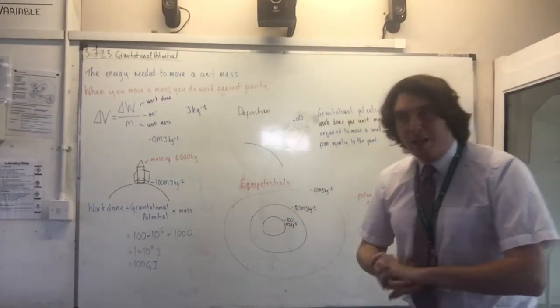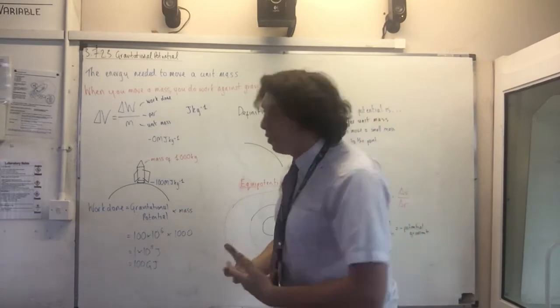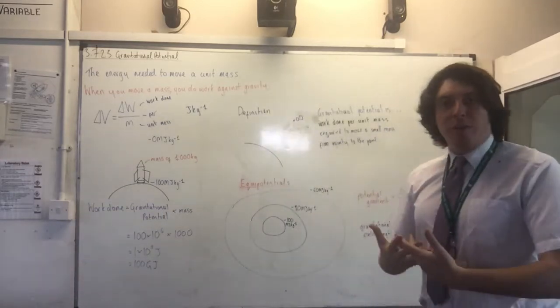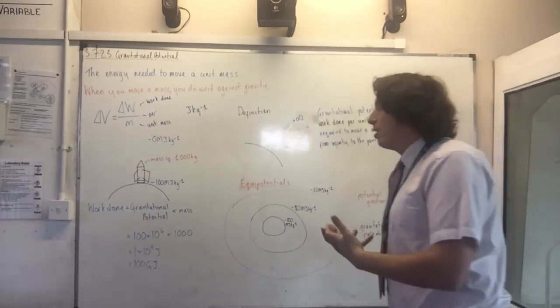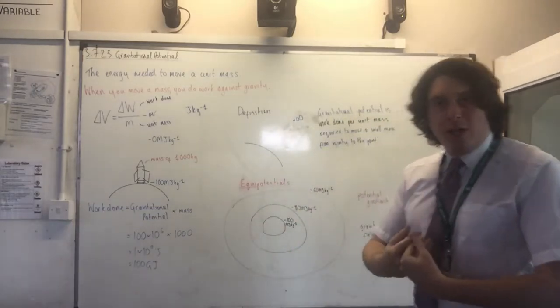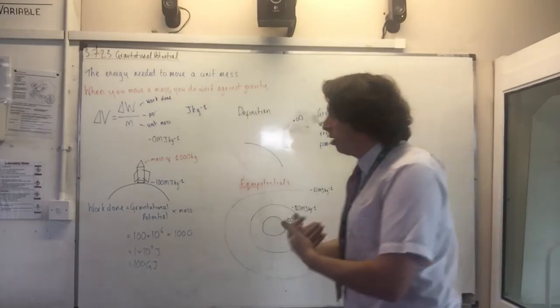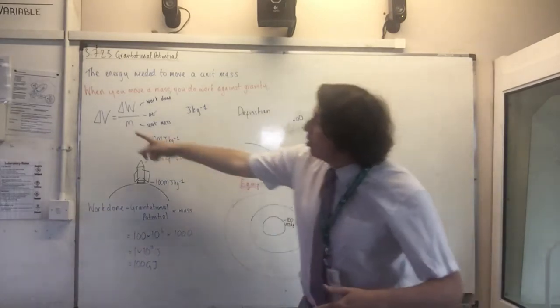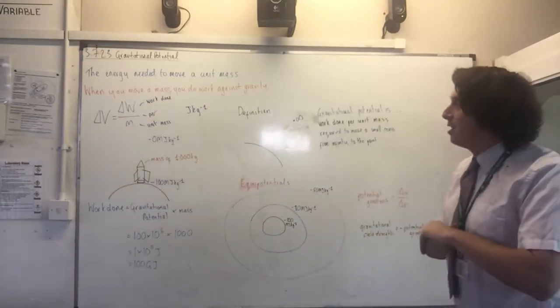Now, you'll be familiar with the idea of potential difference when it comes to electricity, and you'll be familiar with the idea of using V for that because you associate it with voltage. Now, what we're looking at is gravitational potential, okay? And this is also a potential difference, so again, we're going to use the letter V.